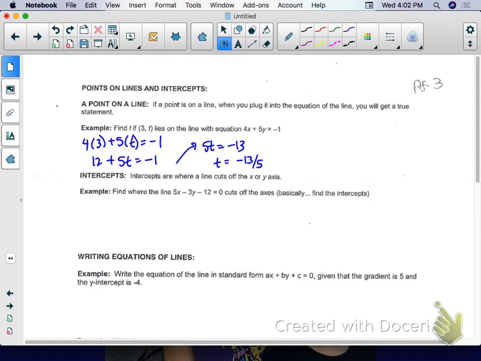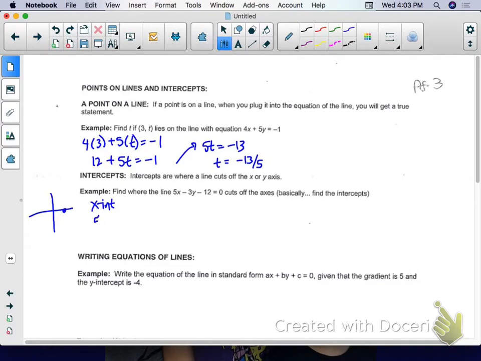Next, intercepts. Intercepts are where a line cuts off the x or y axis. So if we want to find where the line 5x minus 3y minus 12 equals 0 cuts off the axes, we're going to find the intercepts. So the intercepts are going to be where the x value is 0 and where the y value is 0. So if we want to find the x-intercept, that's going to be where the y value is 0, because that's where it will cross the x-axis. Think about that for a minute. If the y is 0, it's going to cross the x-axis somewhere.